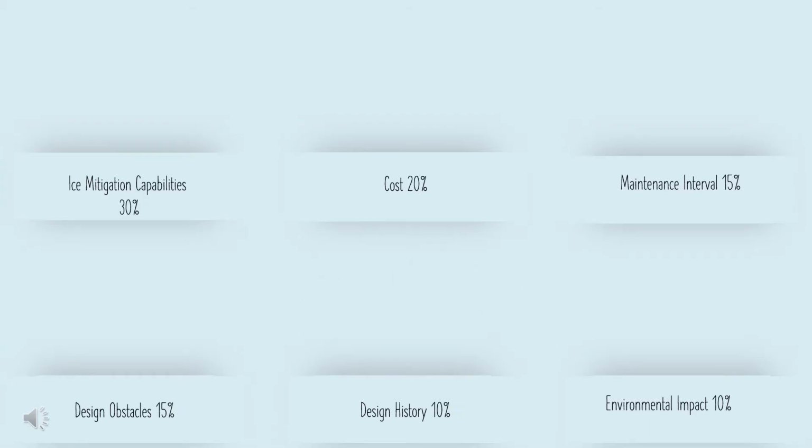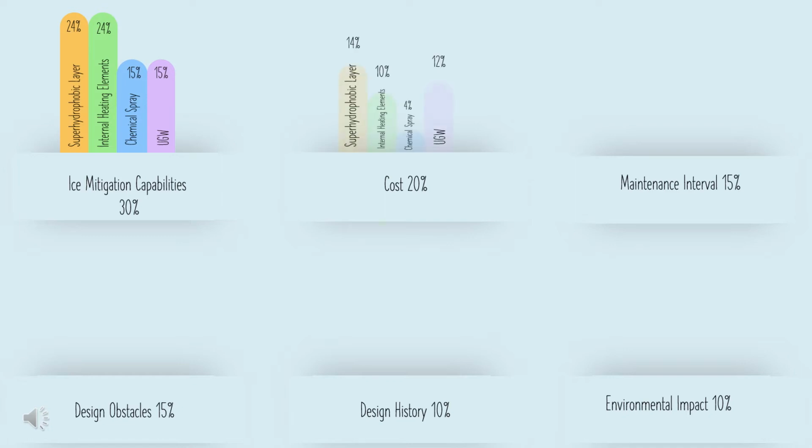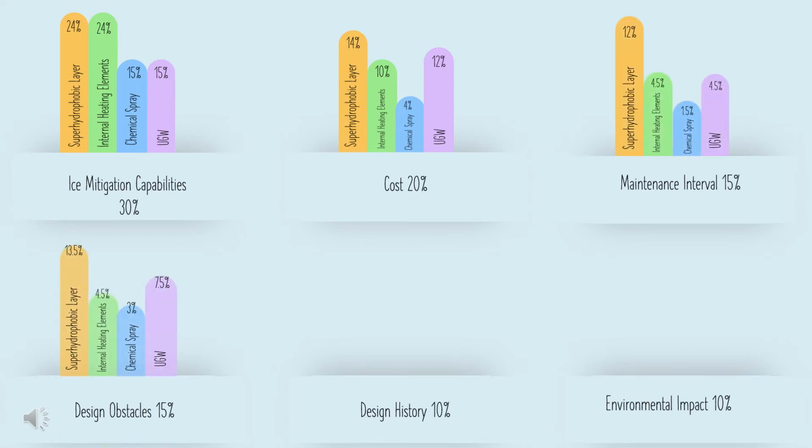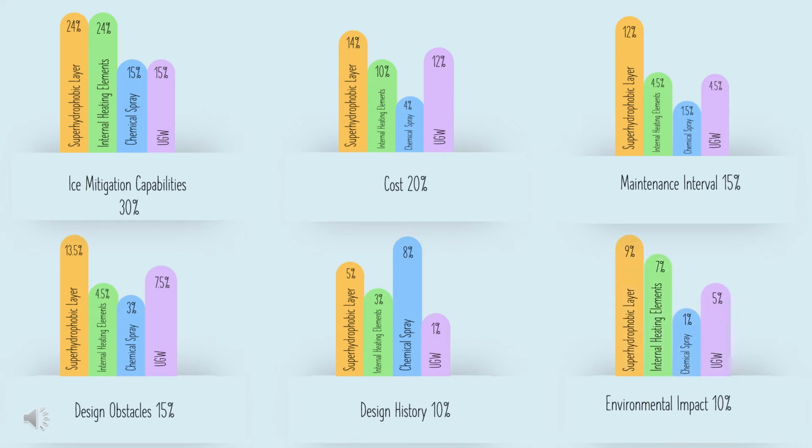The concept selection process consists of 6 categories. These categories include ice mitigation capabilities, 30%, cost, 20%, maintenance interval, 15%, design obstacles, 15%, design history, 10%, and environmental impacts, 10%. 4 anti-icing and de-icing methods are then evaluated throughout these categories.